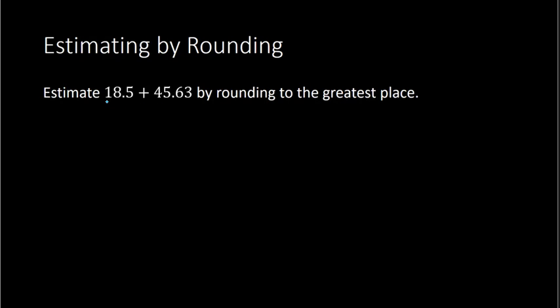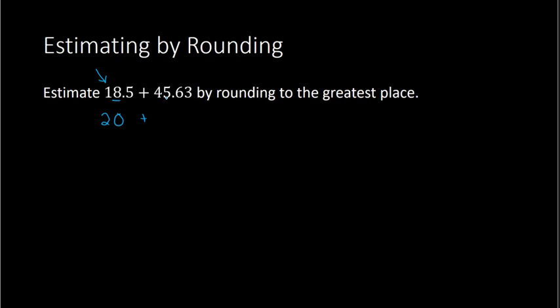So for 18.5, that would be the 1 right here. So to round the 1, we look at the number after, which would be the 8. And because it is 5 or bigger, the 1 would round up to a 2. So this would be a 2 followed by zeros. So we have 20.0 or just 20, same thing.